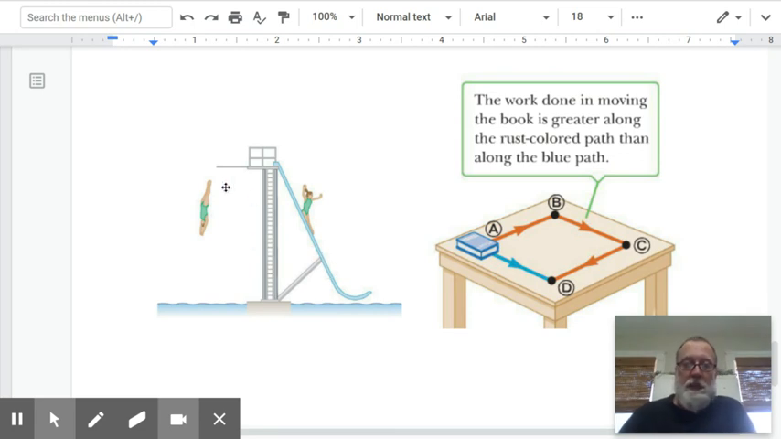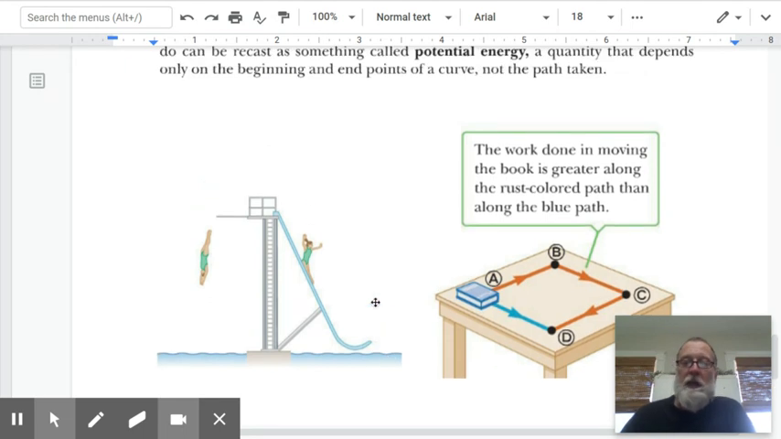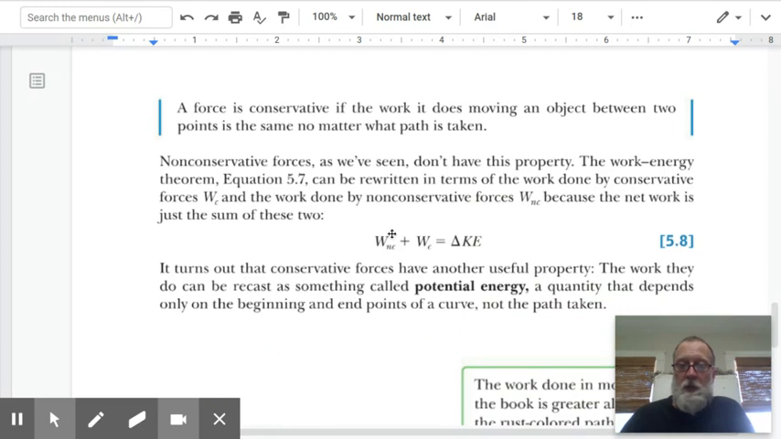But if there was friction, then as she would go down the slide, she would go into the water with a lot less kinetic energy. Well, where did that other energy go? The other energy went into the equation right here, where it's the non-conservative work, and the non-conservative work would be given off as heat in that case. And we'll study potential energy later.